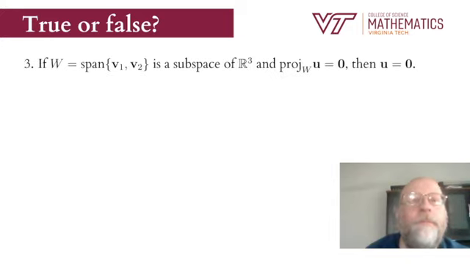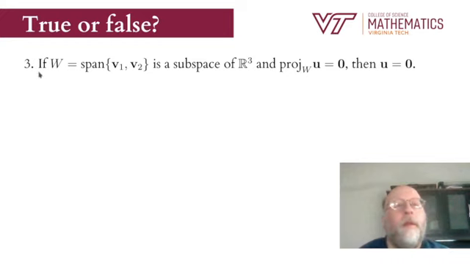We'll do one more. Let's look at W is the span of v1, v2. It's a subspace of R3. And the projection of u onto W is equal to 0. Then u itself is equal to 0. This is false.